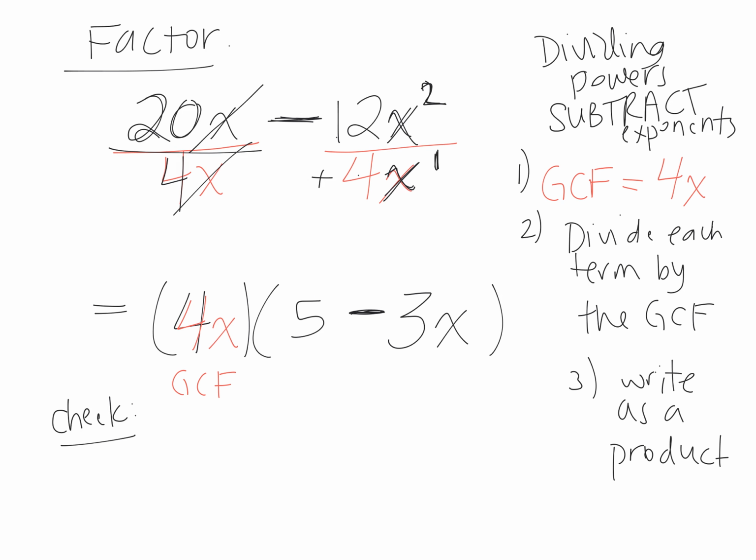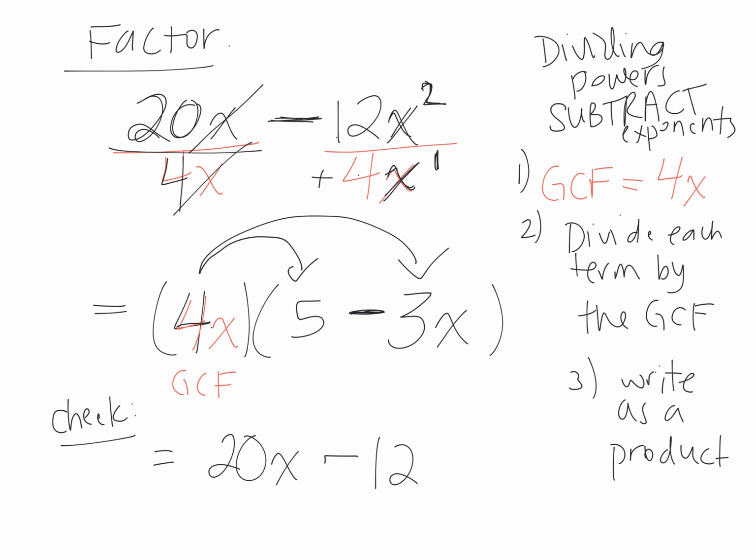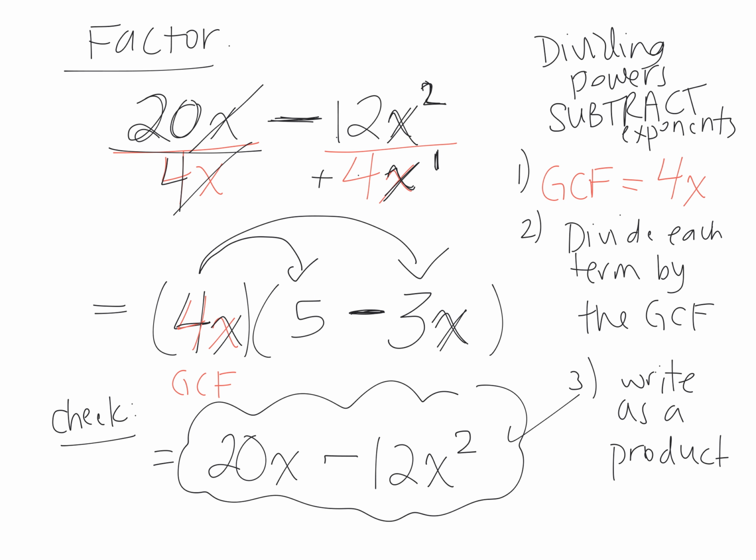We'll check if this makes sense. Okay? Is it true that what's 4x times 5? 20x. What's 4x times negative 3x? What's a positive times a negative? Negative. What's 4 times 3? Good. What's x times x? X to the power of? Was that our original question? Yes. So we factored it. This is correct. This is factored form.